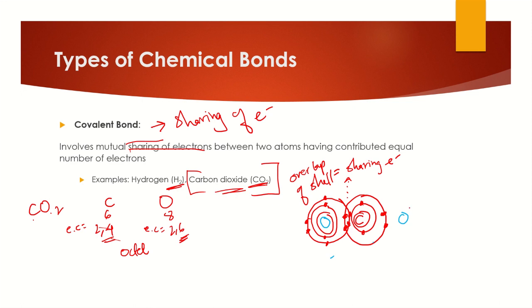Now another oxygen atom also contains 2 shells. Here also the valence shell is going to overlap. So let me highlight the electrons shared by the oxygen atom with the blue color.